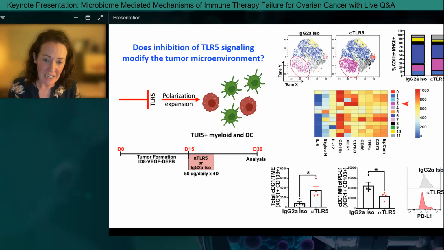When we go back and quantitate this using traditional gating methodologies, we again confirm that indeed there are significantly more of these cross-presenting dendritic cells within the tumor microenvironment, and they're exhibiting less evidence of being immune suppressive through reduced expression of PD-L1, really indicating that there is promise to inhibition of TLR5 signaling for the majority of ovarian cancer patients.